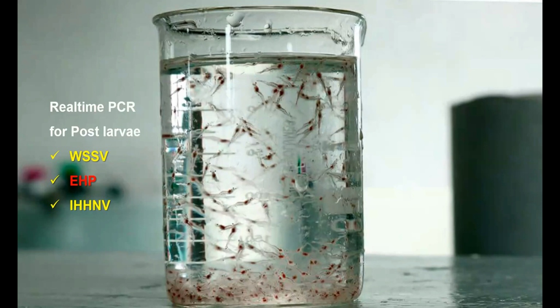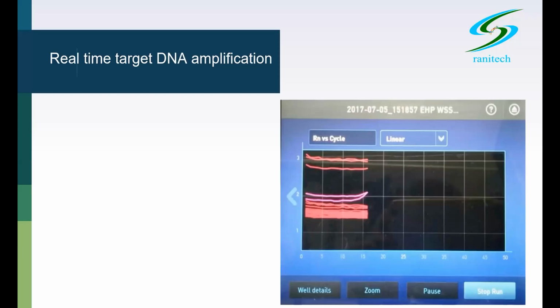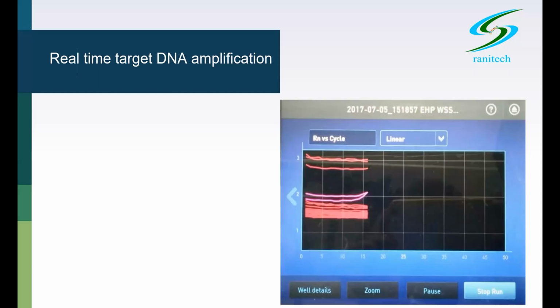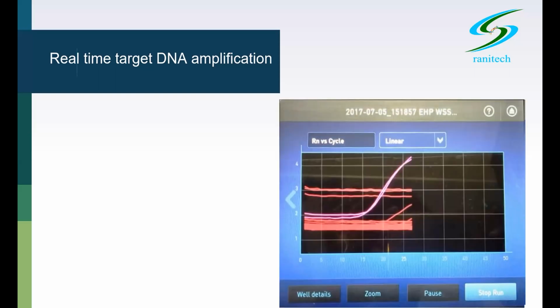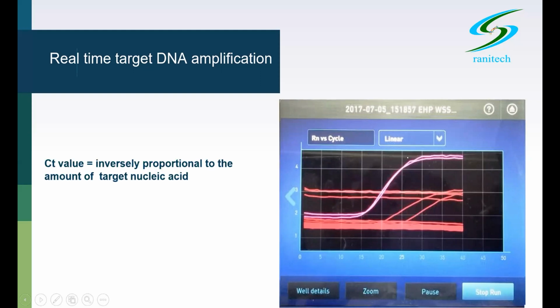We have to compulsorily check. So this is our real-time amplification. What does this PCR do? If you can see, it starts the reaction, and if it finds the target gene, I mean, if the real infection is available in the given sample, it amplifies it. You can clearly see that the graph is rising, and the software will generate a CT value, which is inversely proportional to the target nucleic acid.